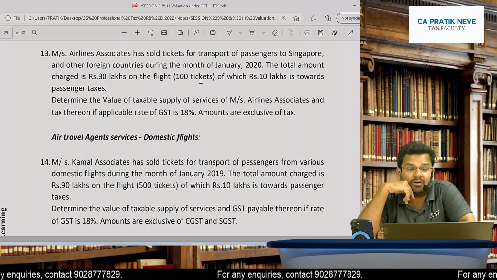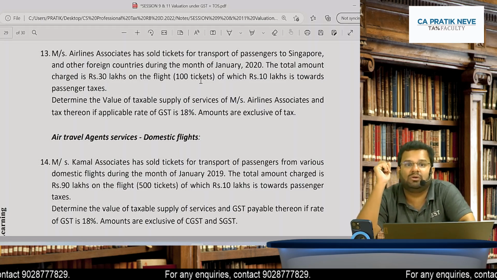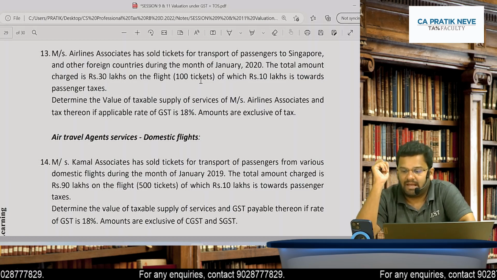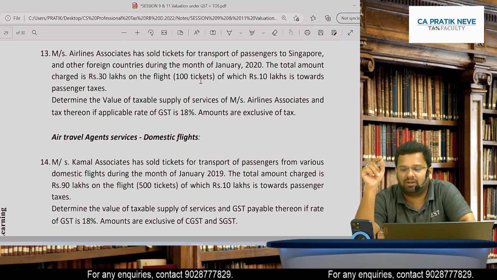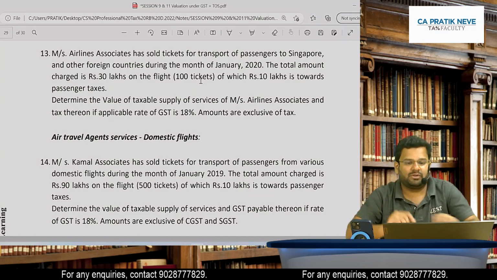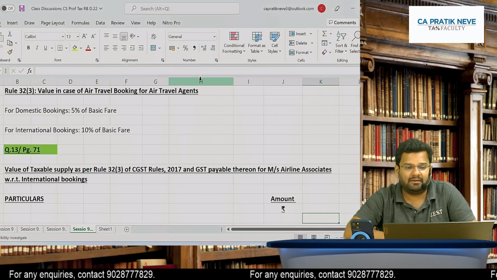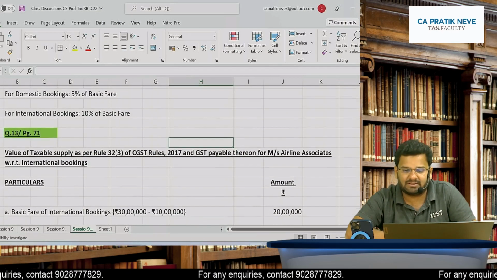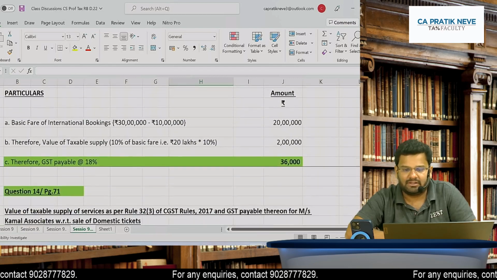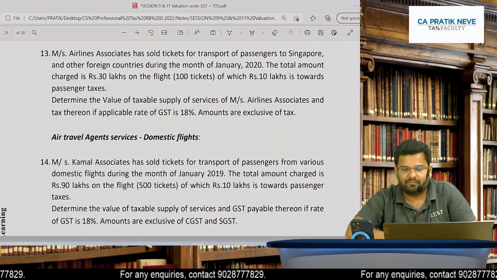And what will be the assessable value according to this rule? Assessable value according to this rule will be 10% of 20 lakhs. So is it 2 lakh rupees? And is your GST on that at 18% 36,000? Check. It is 36,000. Check.